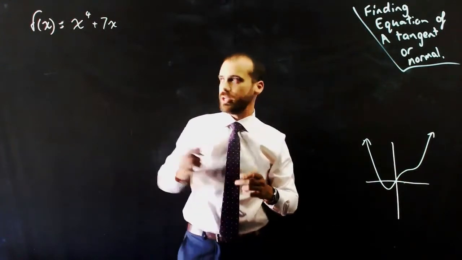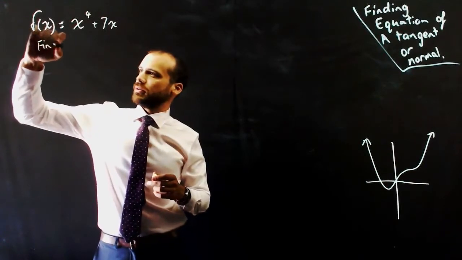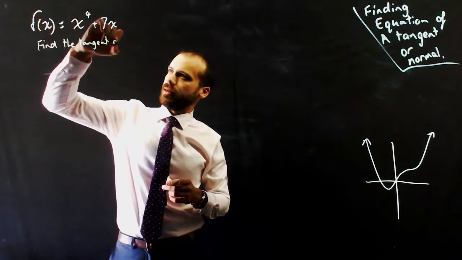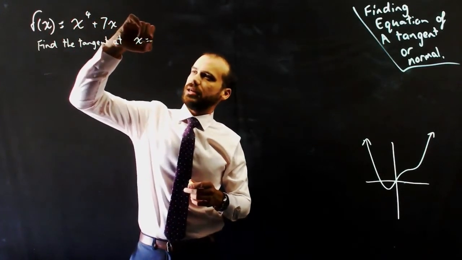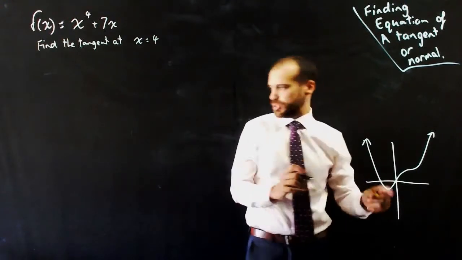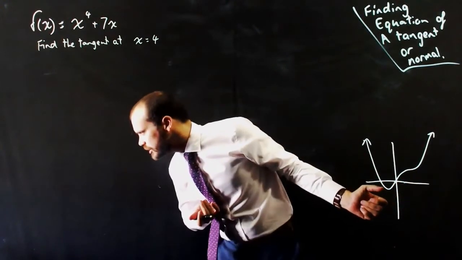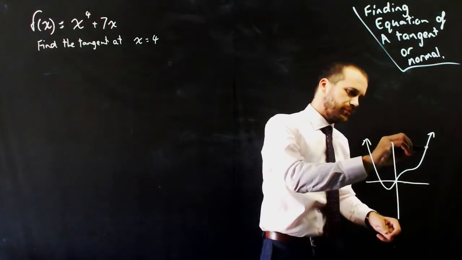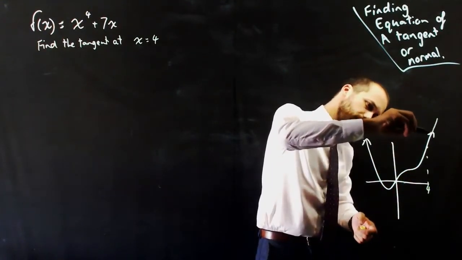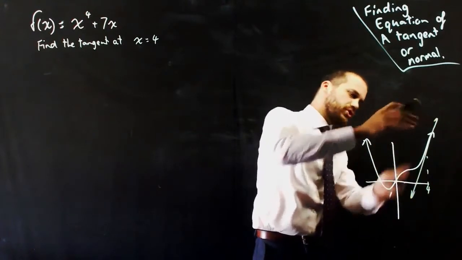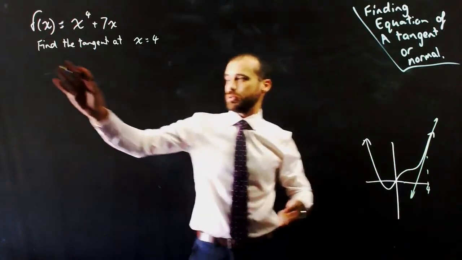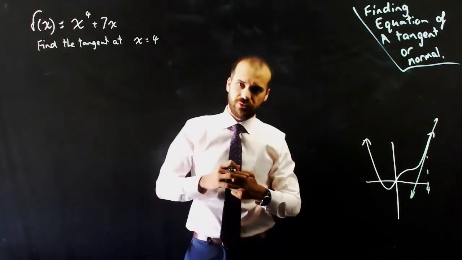It actually looks something like the thing I've drawn there. And I'm going to find the tangent at x equals 4. So when x equals 4, which is approximately, it's probably up here somewhere, what is the equation of the straight line that just touches the graph? That's what it means, find the tangent at x equals 4.